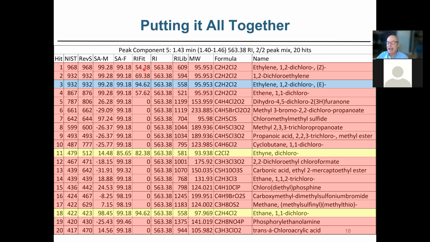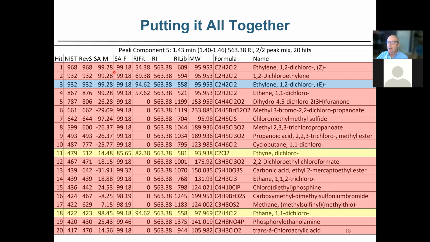And we actually calculate another metric, which is basically the difference between the calculated and the library retention index, subtracted from 100. So it's just an easy way to look at the data. So you know that if you look at RI fit, if it's 100, it matches the retention index perfectly. If it's 90, it's 10 units off. It's just a convenience unit. So if you look down the list here, you'll see that the RI fit for the top match is 54.